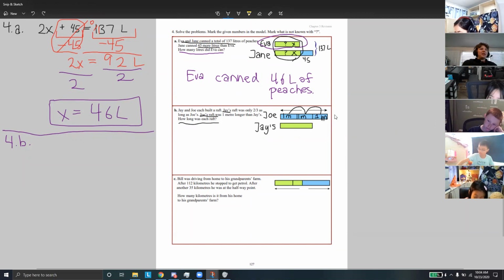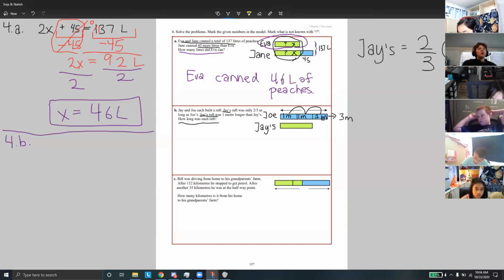So we actually already know the answer for Joe. Joe's entire raft is 3 meters long. We already know that. We didn't even have to do any math. And then it says Jay's raft is only 2/3 as long as Joe's. Well, I can actually figure out what 2/3 of 3 meters is. So I could write that: Jay's raft is equal to 2/3 times Joe's.